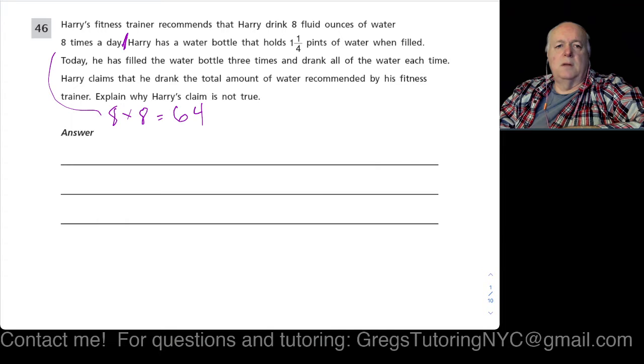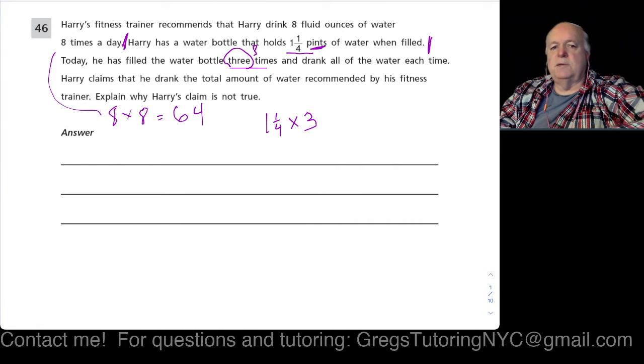Harry has a bottle of water that holds 1 1/4 pints when filled. Today he filled the water bottle 3 times. Okay, so we have a water bottle that has a capacity of 1 1/4, and he fills it 3 times. If you notice, they do something here. They're mixing numbers with words. They didn't use the digit 3 there.